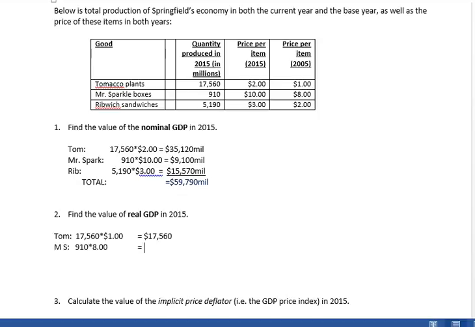All right, next is Mr. Sparkle. We get a total for that, and that is 7,280 million. Sorry, these again are all in millions. All right, and last, ribwich sandwiches. Ribwich. All right, the 5,190 that we produced in 2015, but again times the base year prices, which is $2. All right, we get a total for that. That is $10,380 million.